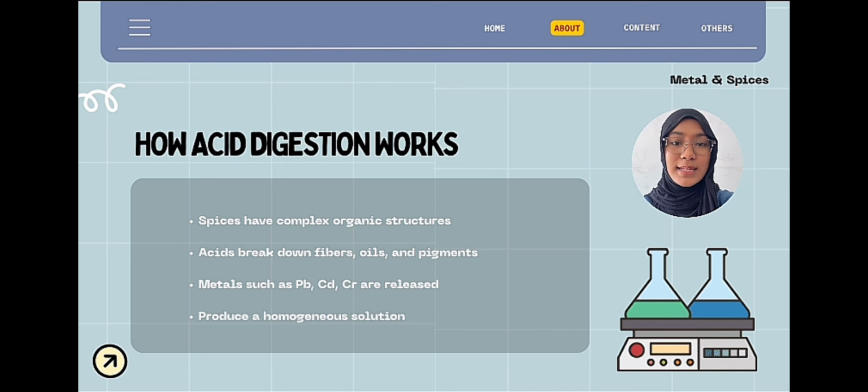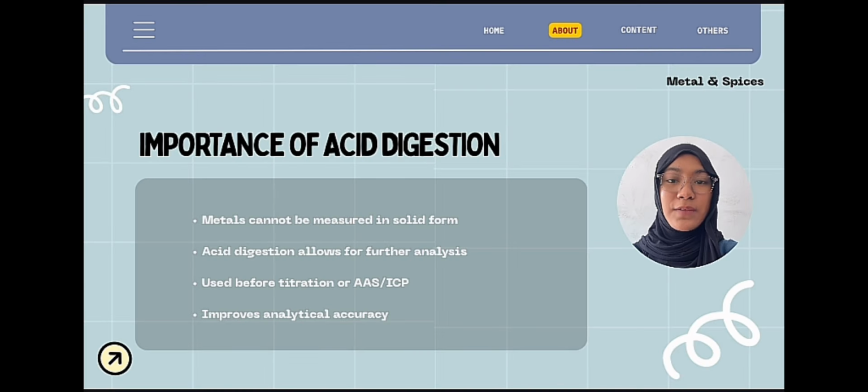When a strong acid is added, the acid will decompose and break down the organic structure, thus releasing toxic metals such as lead and cadmium into a homogeneous solution that is easy to analyze. So why is acid digestion very important?